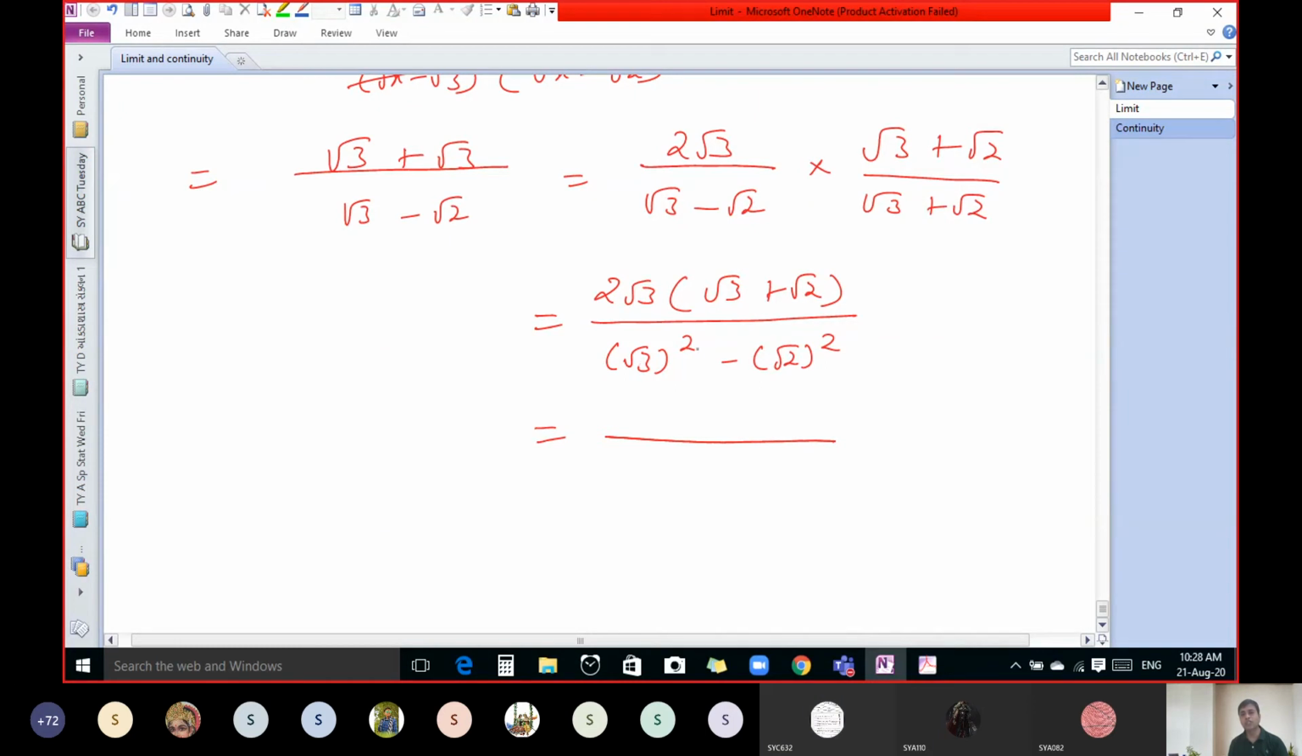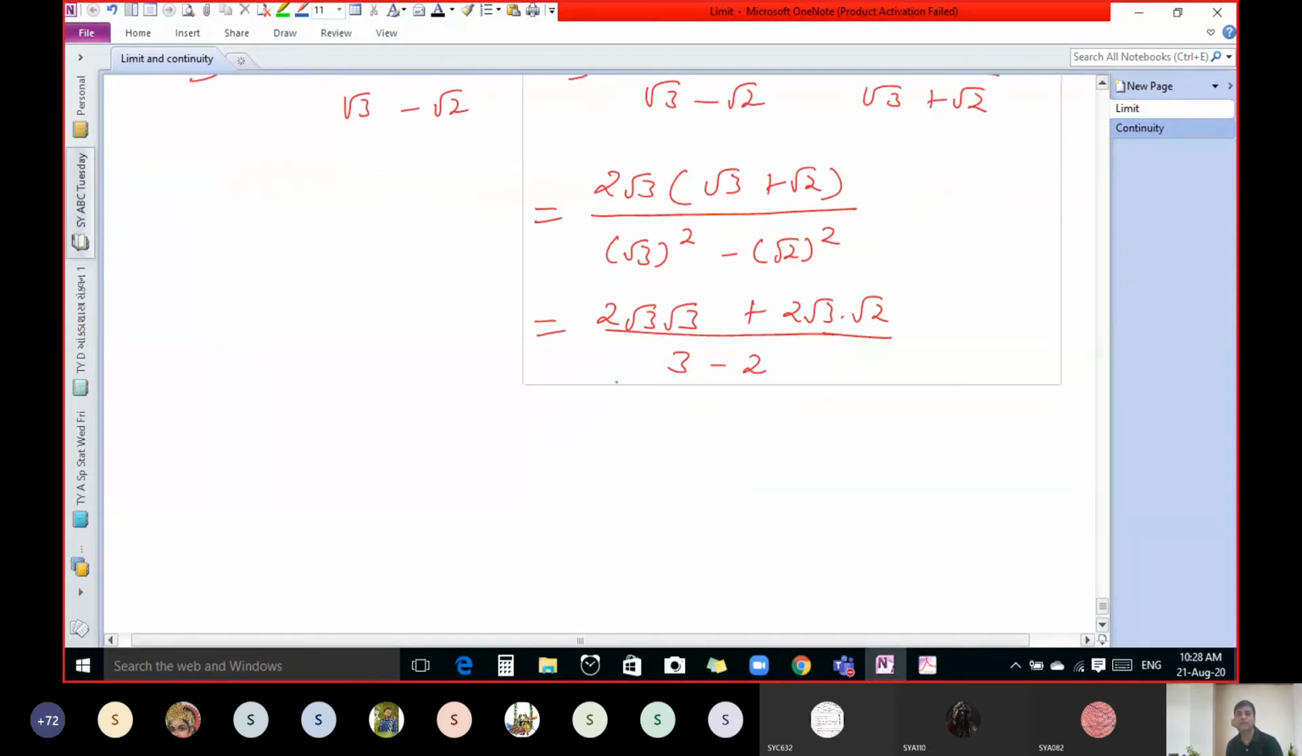Now tell me, what is root 3 the whole square? 3. Root 2 the whole square? 2. And sign is minus. Now, open the bracket. So, if you open the bracket, what we get? 2 into root 3 into root 3 plus 2 into root 3 into root 2. बोलो ये स्टेप में समझ में नहीं आया वैसा कोई है? No sir. Okay, good.